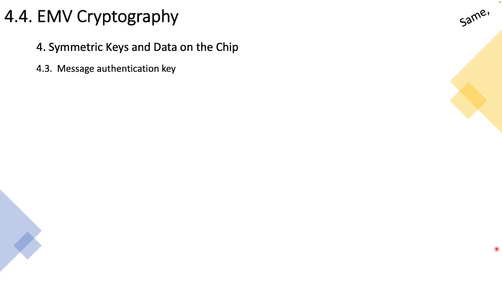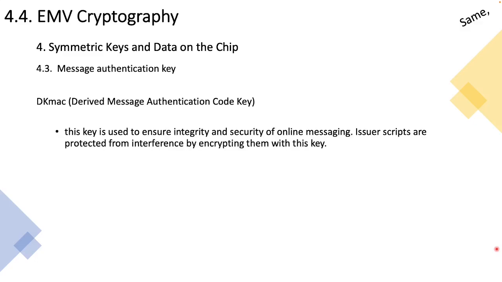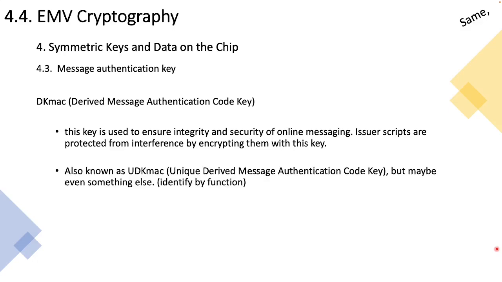Next, we have the message authentication key, usually referred to as the DK-MAC, derived message authentication code key. This key is used to ensure integrity and security of online messaging. Just note, issuer scripts are protected from interference by encrypting them with this key. This key is also known as the UDK-MAC, the unique derived message authentication code key. But as with the others, it may be called something else, so remember, identify the key by its function.